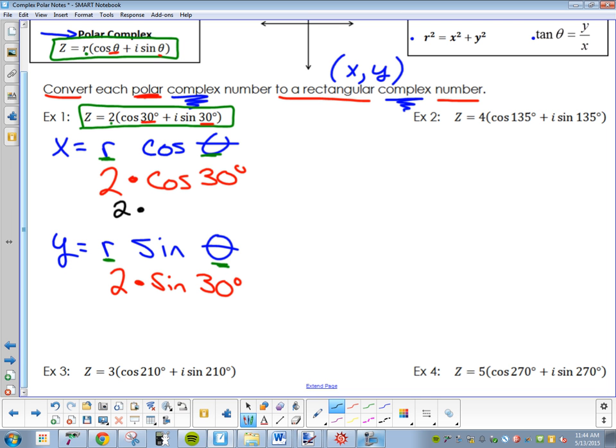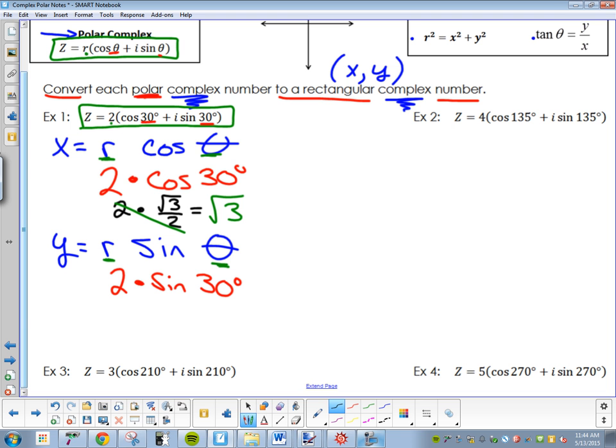We're converting 2 times cosine of 30. Sam, what do we do to find cosine of 30? Look at our unit circle, and I'm looking for the x. So we go to the unit circle at 30 degrees, look up the x, it's radical 3 over 2. Can you reduce that, Sam? What can I do? Cancel out the 2. So my answer for my x value is radical 3. We took 2 times whatever cosine of 30 was, which was radical 3 over 2.